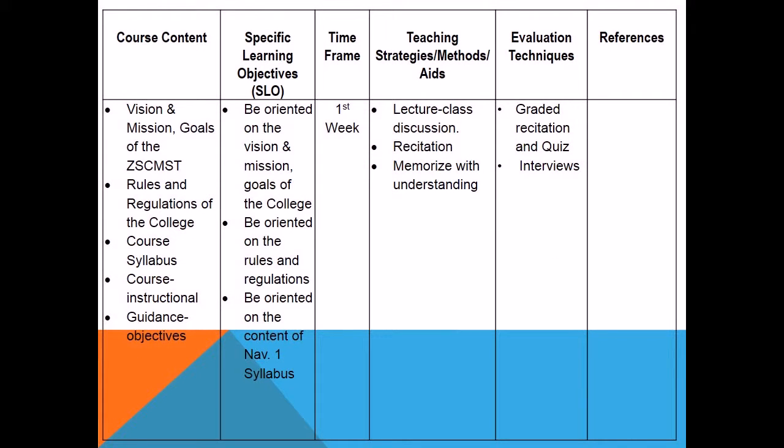Course content: vision and mission, goals of the ZSCMSD. Rules and regulations of the college. Course syllabus. Course instructional guidance objectives. Specific learning objectives (SLO): be oriented on the vision and mission, goals of the college. Be oriented on the rules and regulations. Be oriented on the content of the Navigation 1 syllabus.